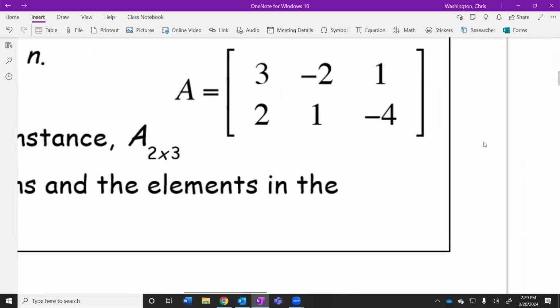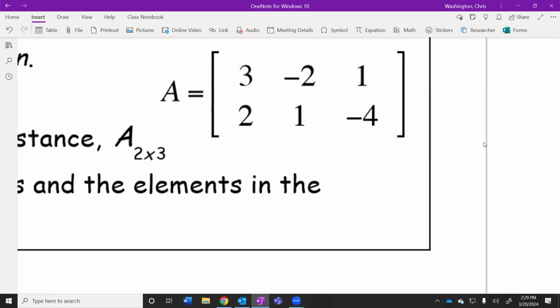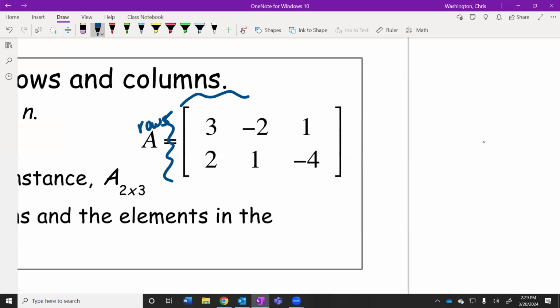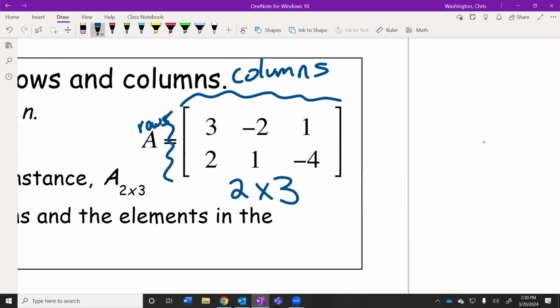We got matrix A. We normally name matrices with capital letters. And then the rows would be over here on the left-hand side, and the columns would be up here at the top side. It is kind of important that we are able to count the number of rows and the number of columns. So we would say this matrix is matrix A, and the dimensions of this matrix would be the rows by the columns. So this would be a 2x3 matrix. There are 2 rows and 3 columns.